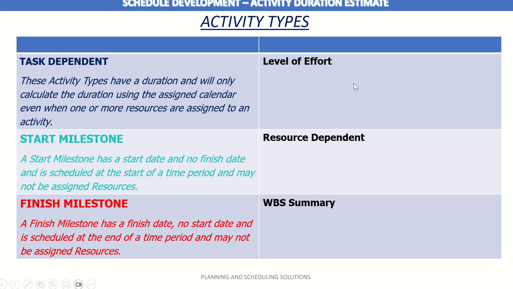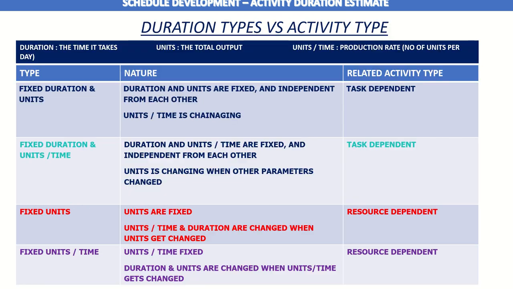So we are not going to talk about the level of effort, result dependent, and WBS summary for now, but I'll definitely talk about these activity types in the future when and where necessary. Alright, similarly, another important thing that you need to understand is the duration types, and the relationship between duration types versus activity type.